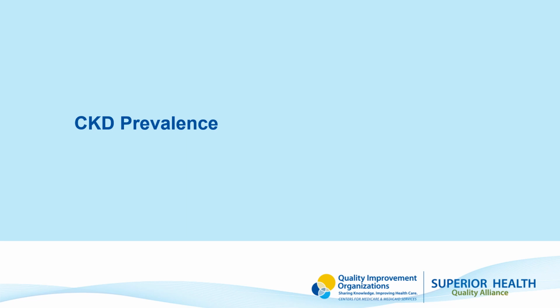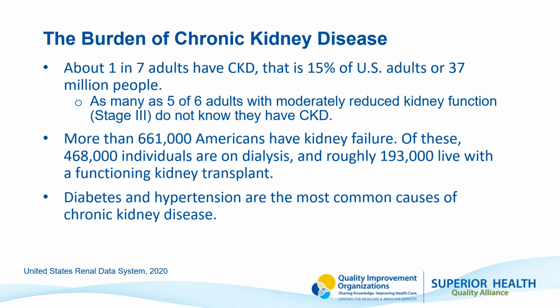CKD prevalence. The burden of chronic kidney disease: about 1 in 7 adults have CKD, or chronic kidney disease. That is 15% of the U.S. adults, or 37 million people. As many as 5 of 6 adults with moderately reduced kidney function, stage 3, in other words, do not know they have chronic kidney disease.